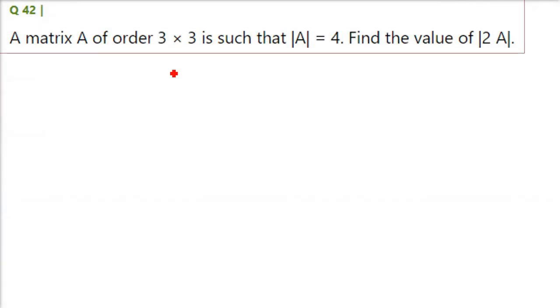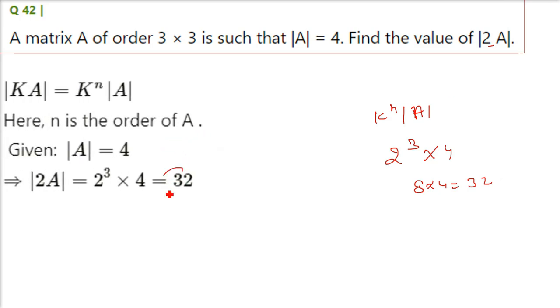A matrix A of order 3 by 3 is such that the determinant of A is 4. Find the value of determinant 2A. So this is k raised to n. The simple thing is, the final value will be k raised to n times determinant of A. What is k? 2. What is n? 3. Into 4, since determinant of A is already given. So 8 fours are 32. This is 32.